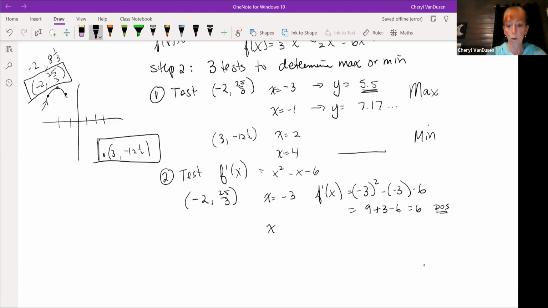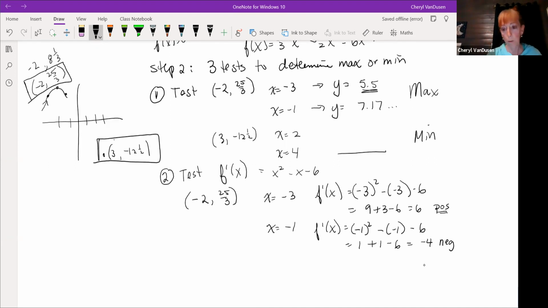And now we're going to look at what happens at x equals minus 1 on the other side of that point. Okay, so we're going to find the first derivative. And so we go minus 1 squared, take away a minus 1, take away a 6. That turns out to be 1 plus 1 minus 6. Again, we're only worried whether it's positive or negative. It turns out to be negative 4. So think about what that means.